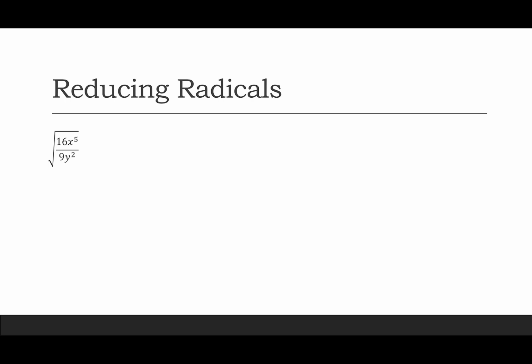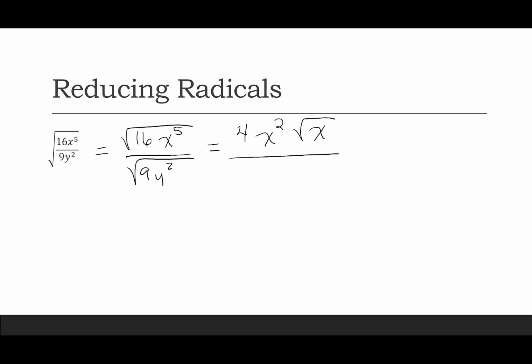Let's try the square root of 16x to the 5th over 9y squared. I'm going to go ahead and separate this to the square root of 16x to the 5th over the square root of 9y squared because there's no common factors between the numerator and denominator. The square root of 16 is 4. When I think about dividing 2 into 5, I know that 2 goes into 5 2 times, and I have 1 left over. When I think about the square root of 9, it gives me 3, and the square root of y squared is y. Reducing radicals comes with practice. The more you do it, the better you're going to get.